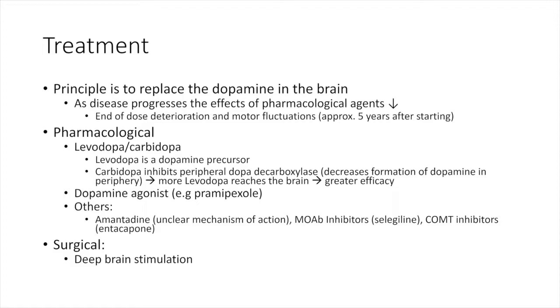Other agents that can be considered are also dopamine agonists. An example of that would be pramipexole. And there are other agents that are used as adjunct or ancillary agents, drugs like amantadine, which are interestingly antiviral agents used for influenza, monoamine oxidase inhibitors such as selegiline, and catechol-O-methyltransferase inhibitors such as entacapone can be considered as well. Selegiline and entacapone also inhibit the breakdown of dopamine, thereby increasing the amount of dopamine within the brain.